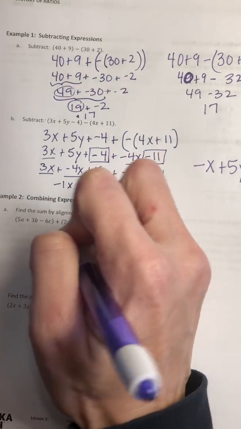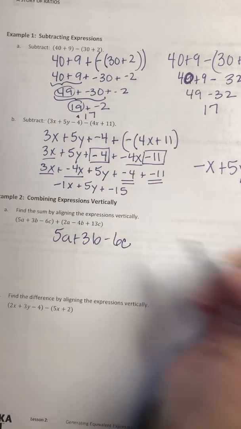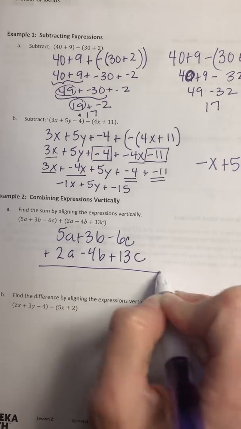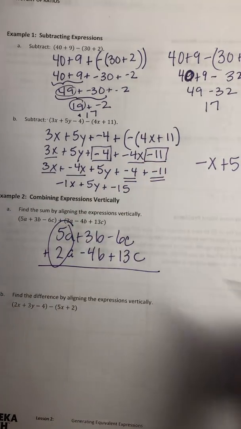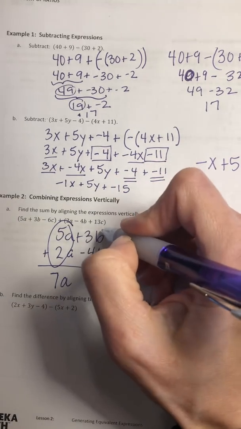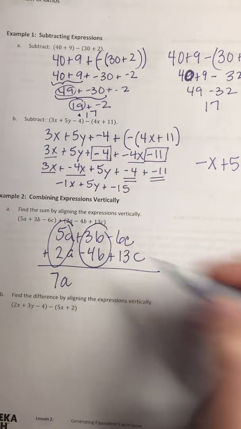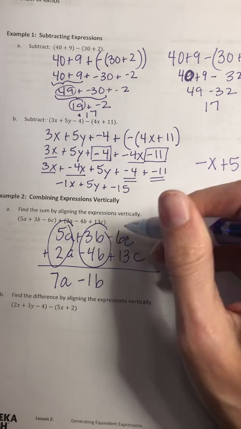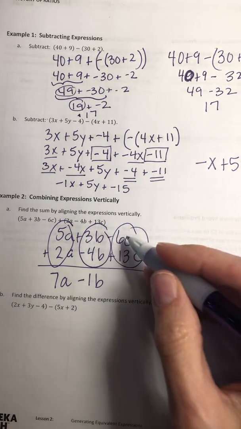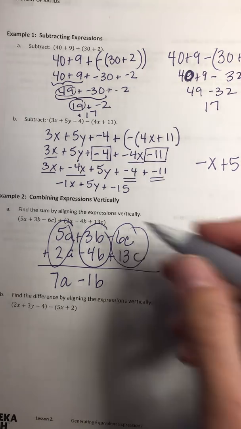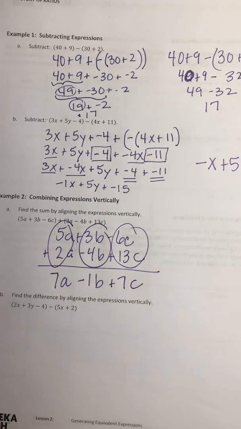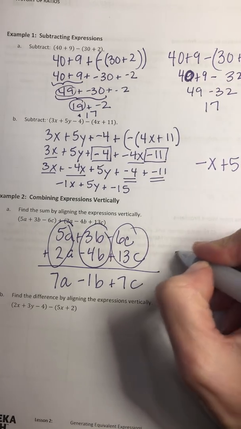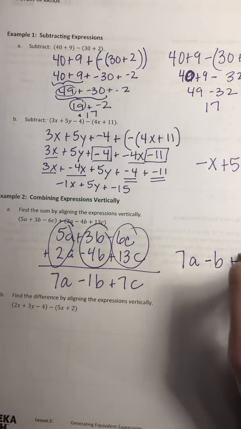So vertically meaning up and down, I would write 5a plus 3b minus 6c plus 2a minus 4b plus 13c. So notice your like terms are together. I have 5a and 2a, which together give me 7a. I have 3b plus -4b. 3 plus -4 gives me -1b. And I have a -6c and a 13c. -6 plus 13 gives me 7c. So I would simplify this by writing 7a minus b plus 7c.